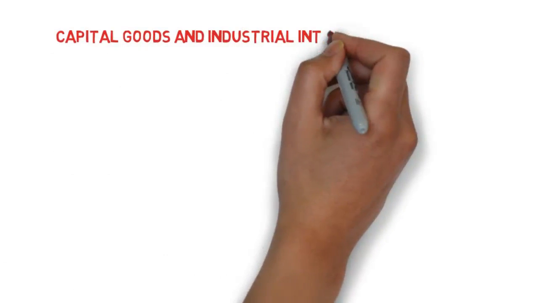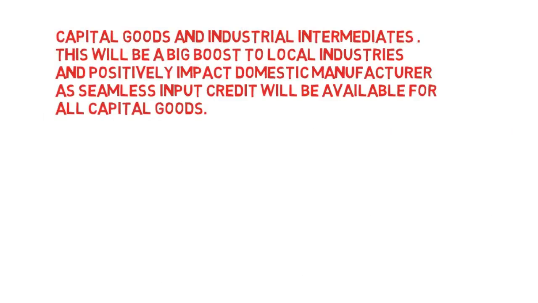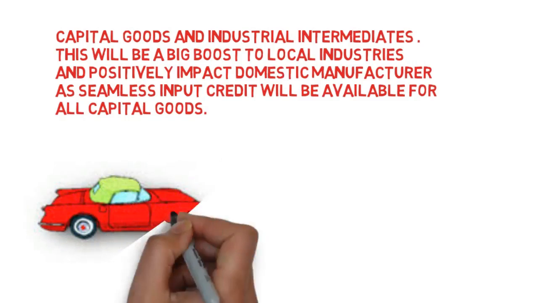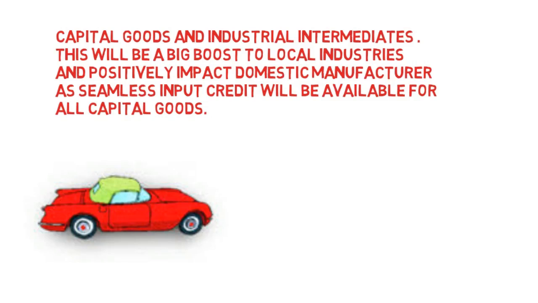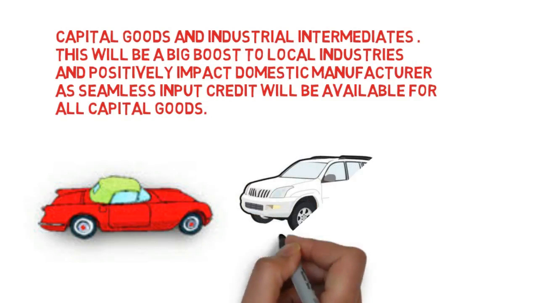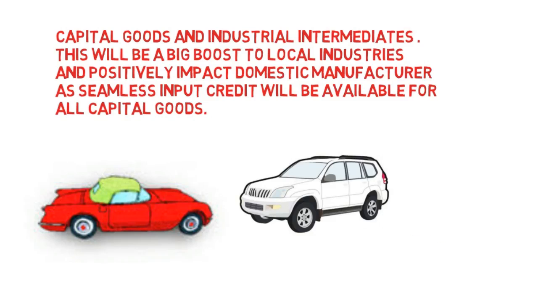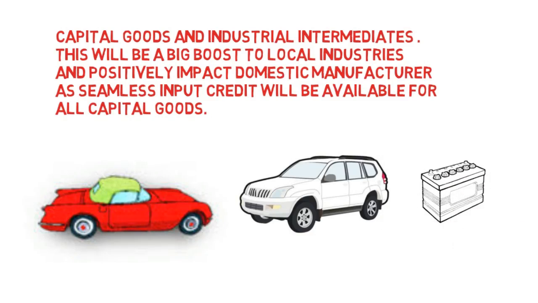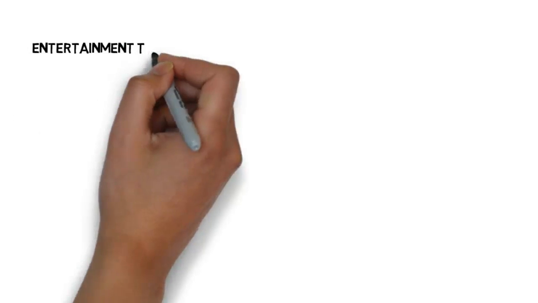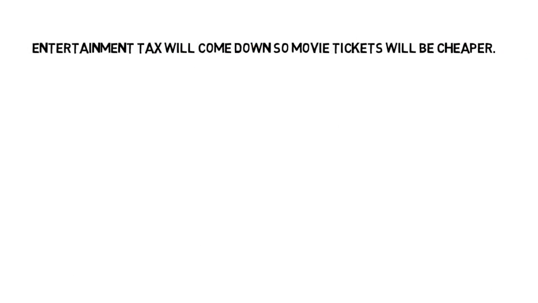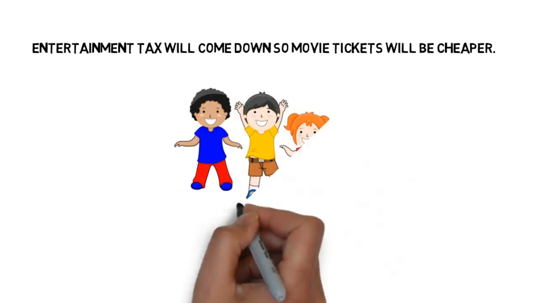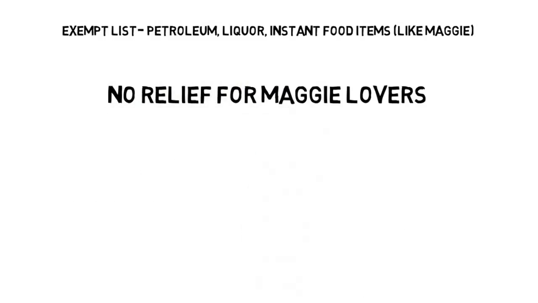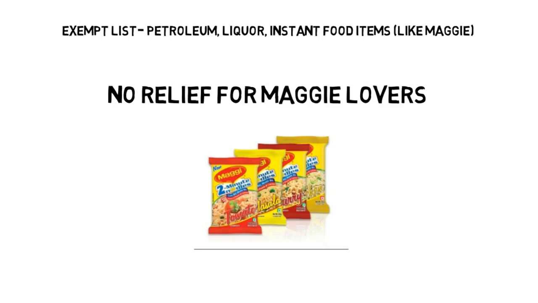Speaking about capital goods and industrial intermediates, there will be a big boost to local industries and a positive impact on domestic manufacturers, as seamless input credit will be available for all capital goods. Small entry level cars, SUVs, car batteries, etc. will be cheaper too. Entertainment tax will come down, so movie tickets will be cheaper. There is also an exemption. Petroleum, liquor, instant food items have been exempted from GST.